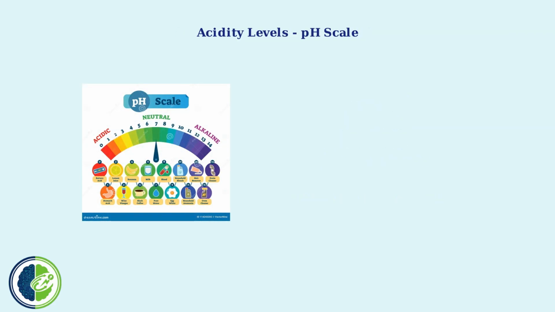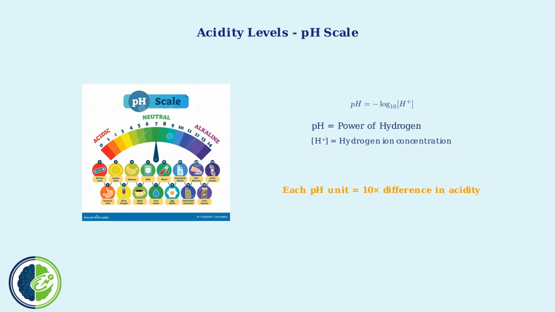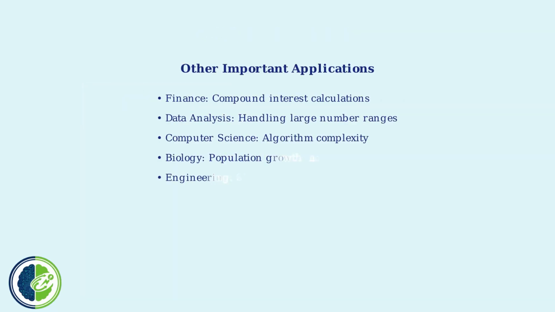The pH scale is another logarithmic scale that measures how acidic or basic a solution is. This scale is crucial in chemistry, biology, and environmental science. The pH scale uses negative logarithms to measure hydrogen ion concentration. A solution with pH 3 is 10 times more acidic than one with pH 4 and 100 times more acidic than pH 5. Logarithms also have important applications in finance, data analysis, and many other fields.